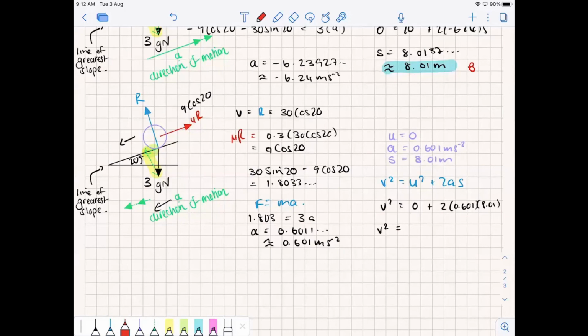That's going to give me v squared of 9.634, but I'm not actually interested in that. I'm more interested in what the actual answer is. So I'll take the square root of that. Remember, we get a positive or a negative number, but we want the positive number because it's going in the direction of motion. And so I get 3.10 meters per second. Hopefully that wasn't too much of a mouthful for you guys.